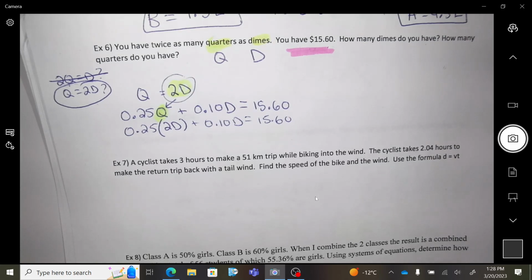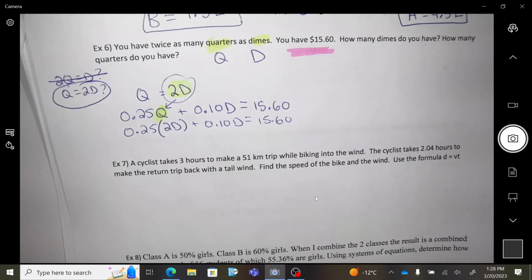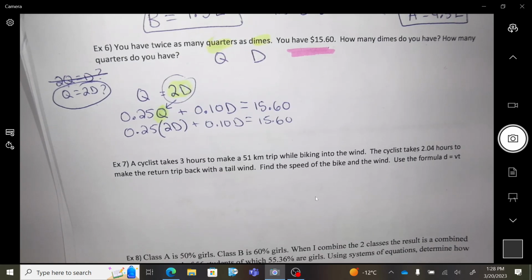Okay, if I told you you had 9 quarters, how would you tell me how much money you have? What would you do mathematically? If I said you have 9 quarters, how much money do you have? Would you add, subtract, multiply, divide? What would you do? So if I told you you had 9 quarters, you should go, well, what's 9 times 25 cents? That's what I'm doing. That's why I'm doing 0.25 times Q.